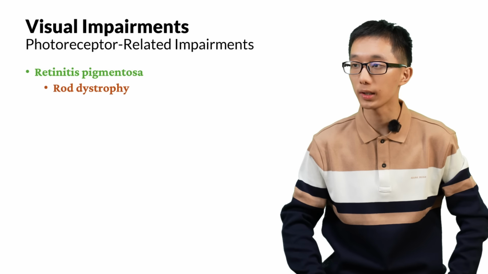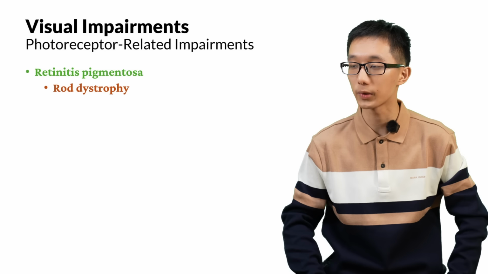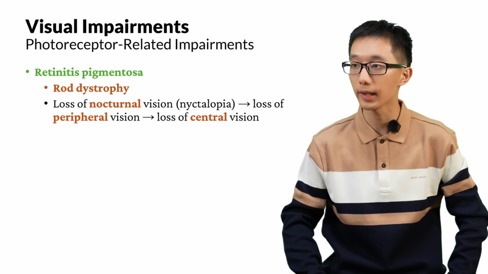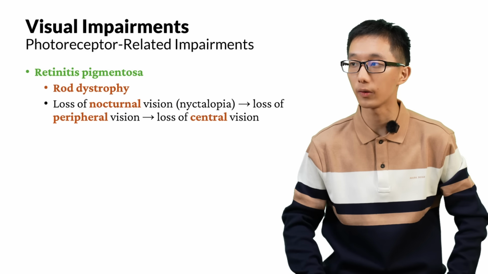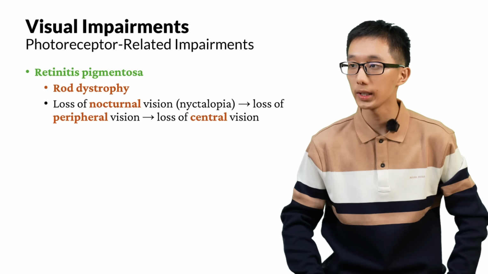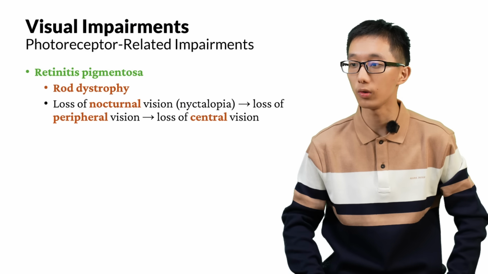It is usually a rod dystrophy, where the rod photoreceptors die out. As they die out, first, there is a loss of nocturnal vision. This has a fancy name, nyctalopia. Then there is gradual loss of peripheral vision, as rod cells are the main type of photoreceptors in the periphery. And finally, there is a loss of central vision, where cone cells die out together with rod cells. Retinitis pigmentosa is sometimes a congenital condition caused by genes and is sometimes due to some mutations.